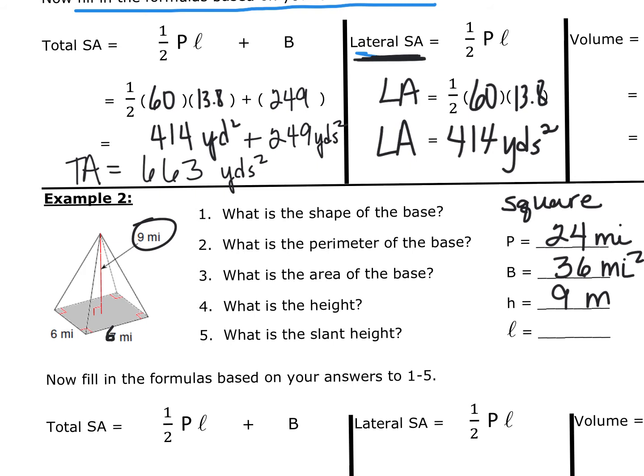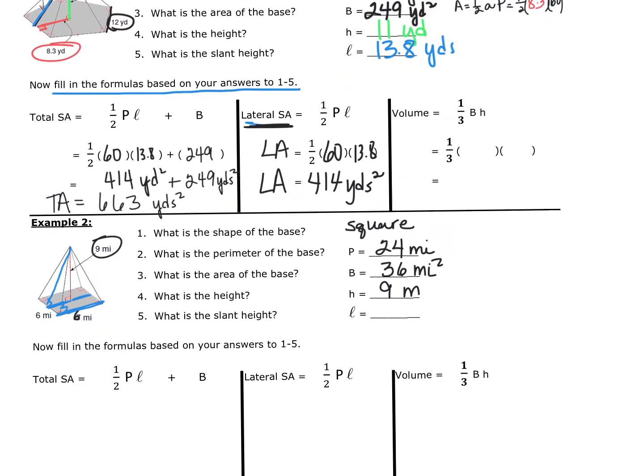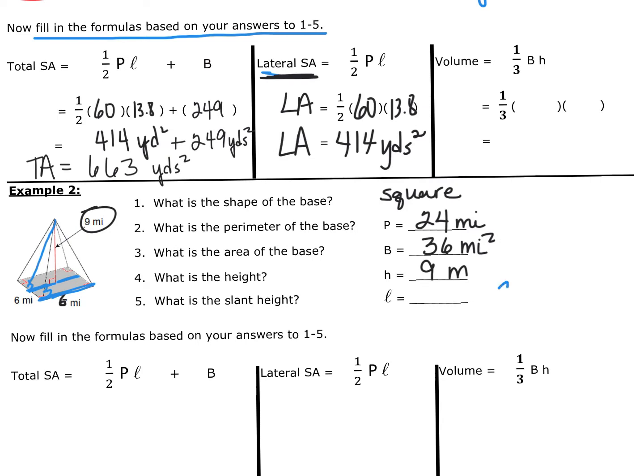All right, so our slant height would be right here, or on any side. And I can make a right triangle using the height and the slant height and this little section right here. Well, this section happens to be just the same as a side length, and it's half of it, so that's 3. Okay, so we're going to use the Pythagorean theorem and solve for our slant height. So we have 3 squared plus 9 squared is going to equal our slant height squared. So 9 plus 81 is 90. And so the square root of 90 is our L.